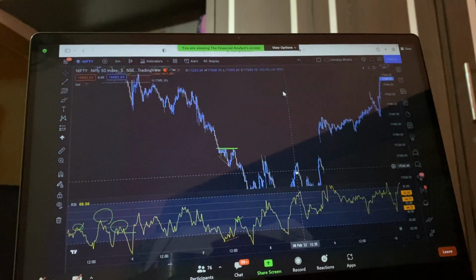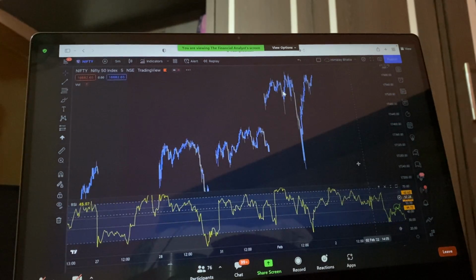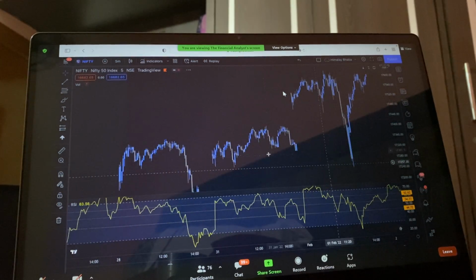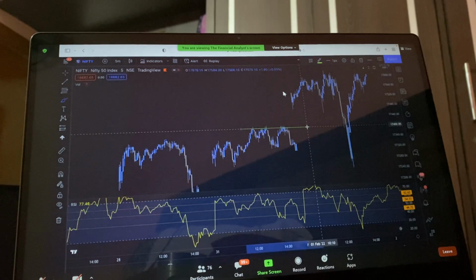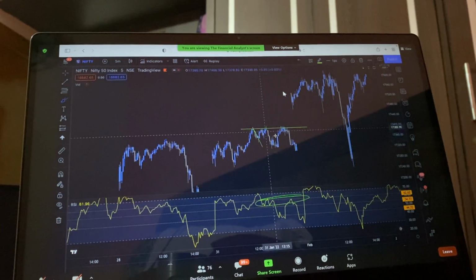15 मिनट पे भी कर सकते हो, but entries थोड़ी सी late हो जाती है. That's why I don't prefer 15 minutes. The thing is, entries become little late. Time and again, market is taking resistance. Same RSI is also taking resistance. I can go short, I can go short, I can go short.